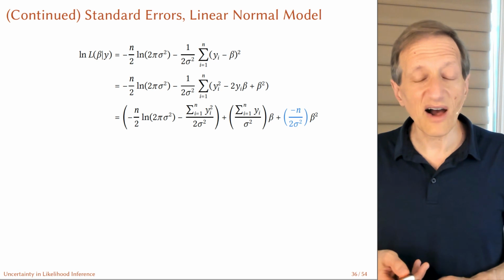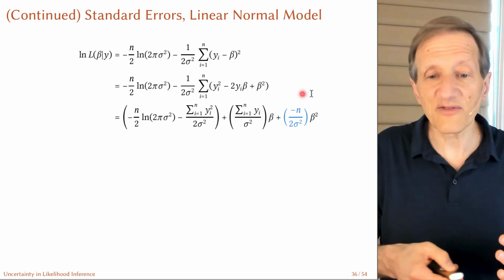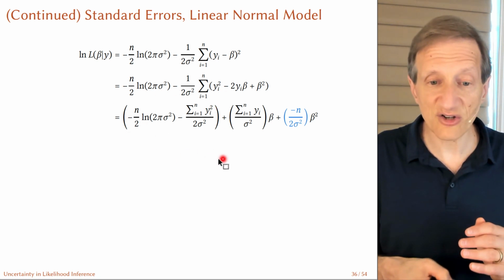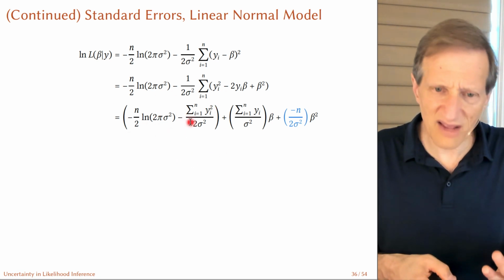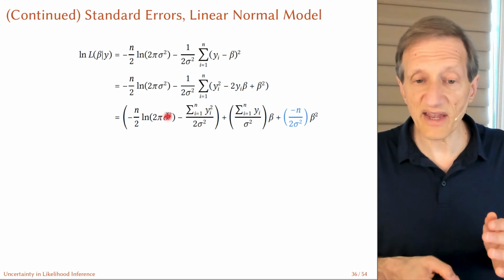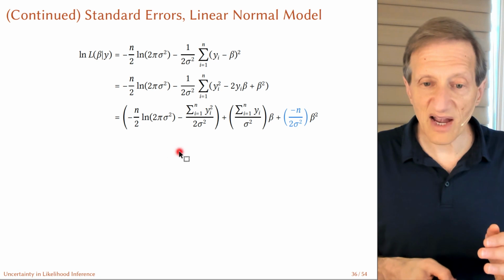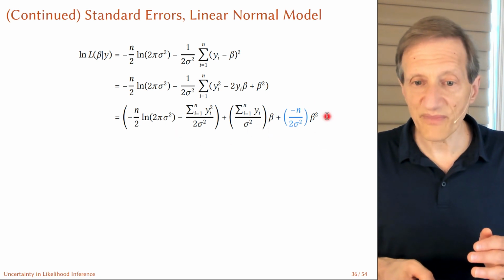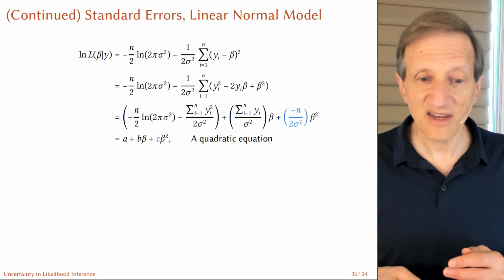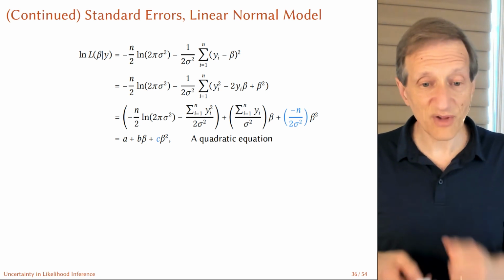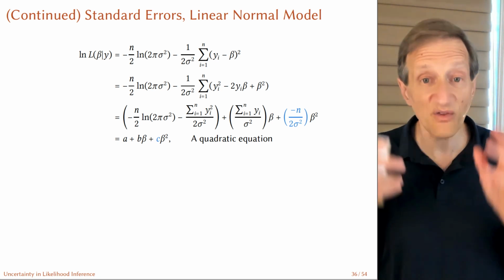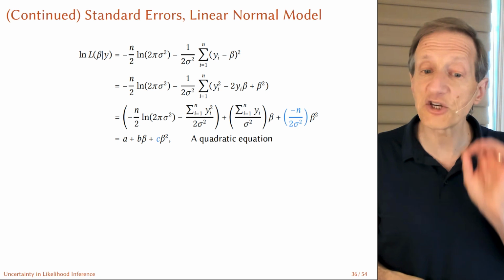So now I'm going to make the whole thing a function of beta. As a function of beta, I have a big constant term here, although it's not entirely constant because there's a sigma squared in there. But if you look at this whole thing as a function of beta, you basically have a constant, a linear term, and a squared term. So I'm going to rewrite it as a, which is a constant, plus b, which is a constant times beta, plus c, which is a constant times beta squared. So that is very specifically a quadratic equation.